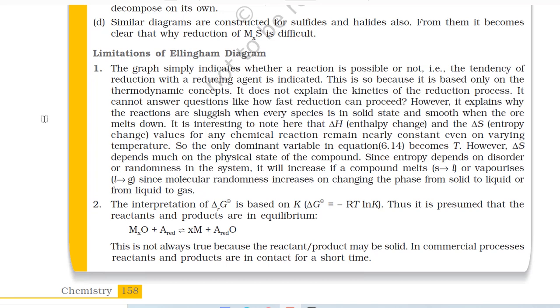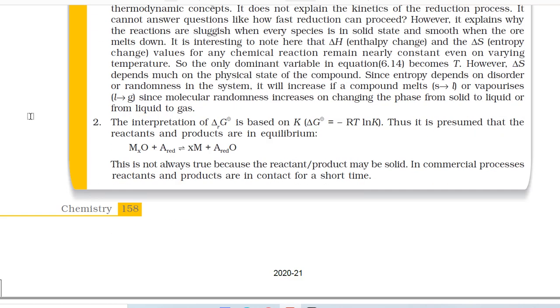Second, the interpretation of ΔrG° is based on K. That is, ΔG° equals minus RT ln K. Thus, it is presumed that the reactants and products are in equilibrium. MxO plus A reducing agent gives xM plus A reducing agent oxide. This is not always true because the reactant or product may be solid. In commercial processes, reactants and products are in contact for a short time.